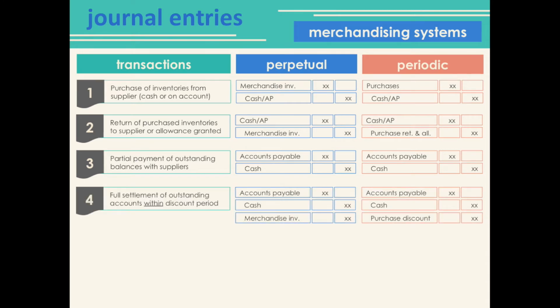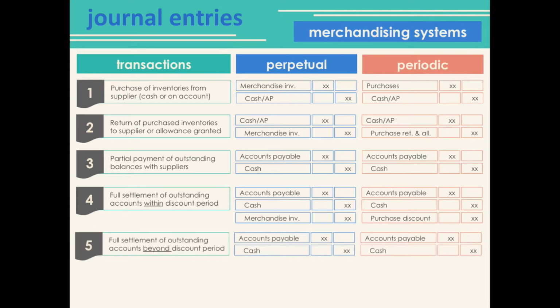Four, full settlement of outstanding accounts within the discount period. Because the payment was made within the discount period, the company is entitled to a discount. Since it is a reduction in the cost of inventories purchased, which we initially debited, we make a credit to merchandise inventory for the perpetual system or a credit to purchase discount under the periodic system. Since this is also the day when the outstanding balance is settled, we also make a debit to accounts payable and a credit to cash.